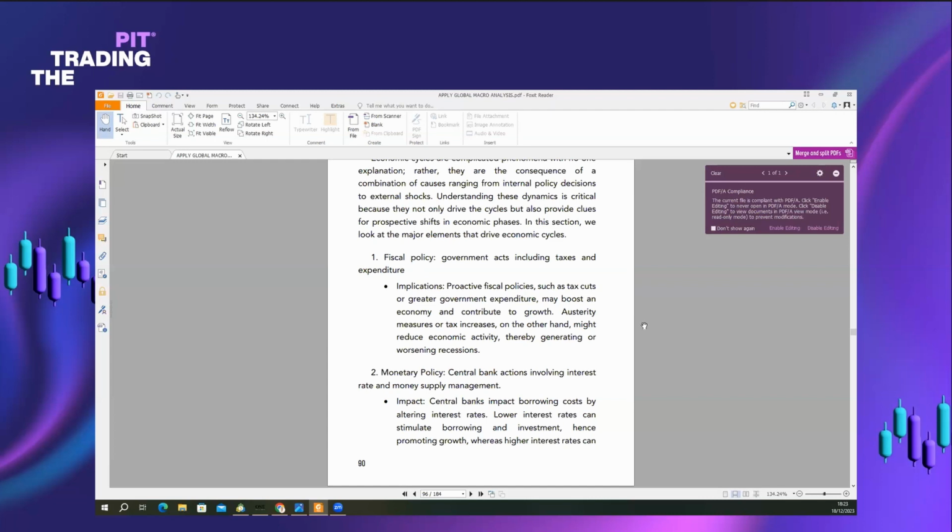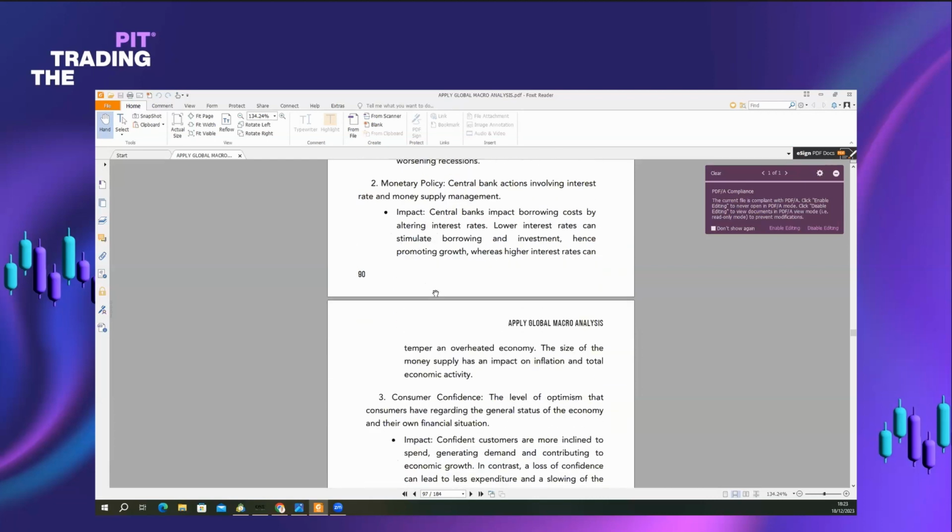Or like in the case of Greece in 2010, austerity measures. The economy was so bad, there was such high debt, but they had to apply austerity measures. So you see, what I wish to emphasize here is that based on which cycle we are at the moment, we are going to have a reaction: fiscal policy and monetary policy.